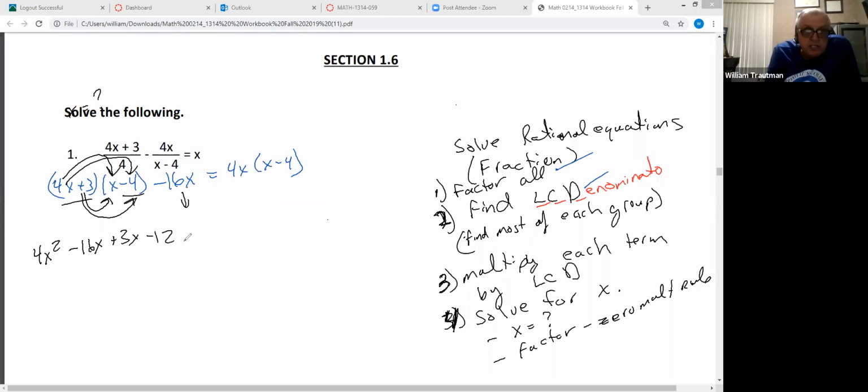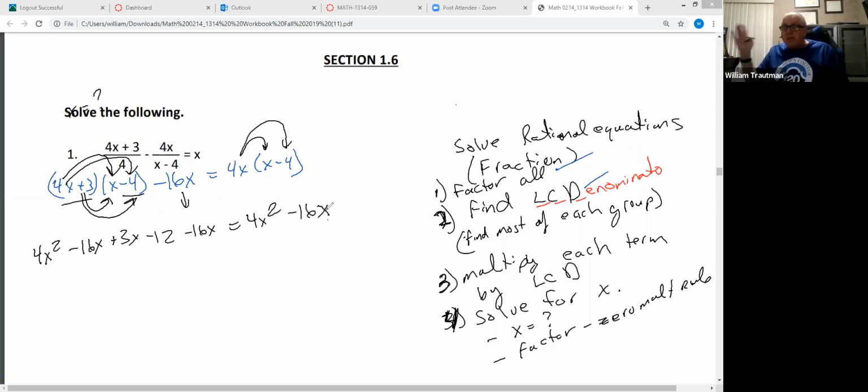Then I'm just going to bring this down, minus 16x. I'm going to distribute this. 4x times x is 4x squared. 4x times 4 is a negative 16x. So I distributed everything I could. Solving for x, remember those steps. Step 1 was distribute. Step 2 was add or subtract everything on one side if you can.